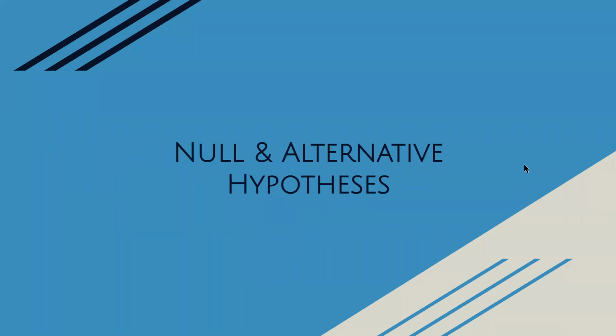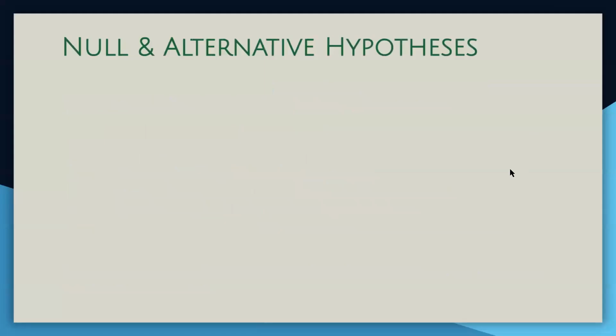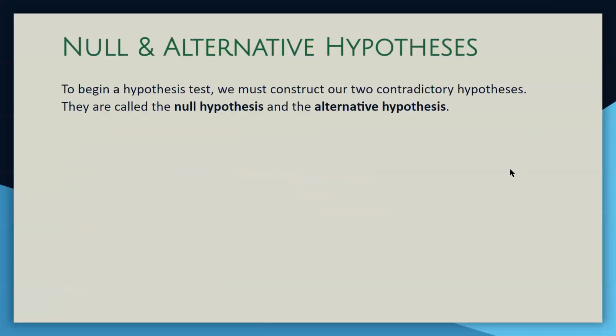So first, we need to talk about that very first step in the list on that last slide. We have to write out our hypotheses. What are we testing? So to begin our hypothesis test, we have to write out our null and alternative hypotheses. These are two statements about a population parameter that are contradictory. They're opposite.